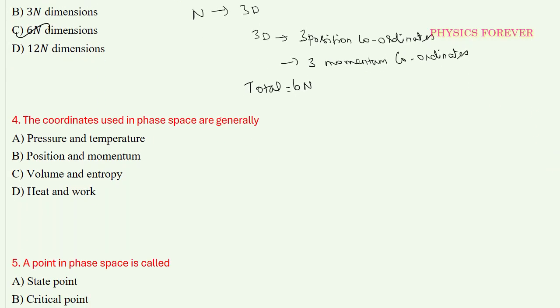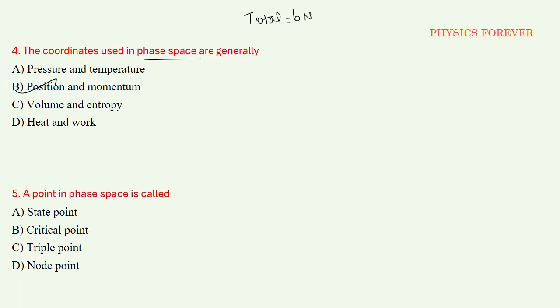The coordinates used in phase space are generally position and momentum. Most important, you have to remember that ordinary space has only position, while phase space has both position and momentum. Sometimes students make mistakes here. A point in phase space is called, it's a basic question, the state of the system.